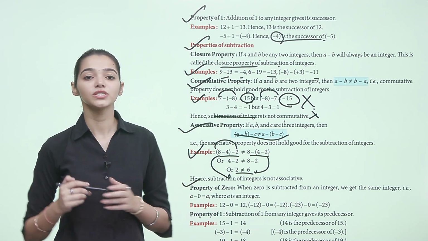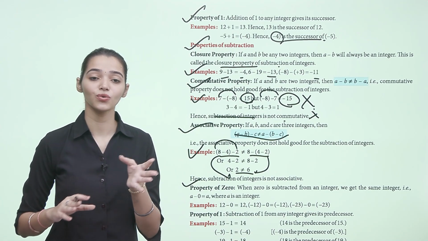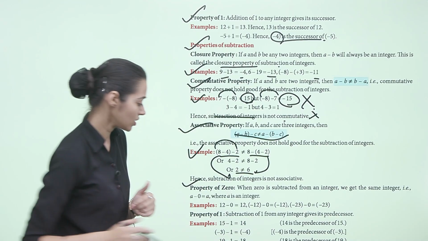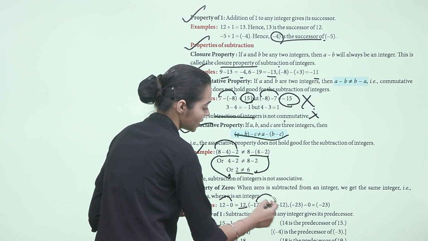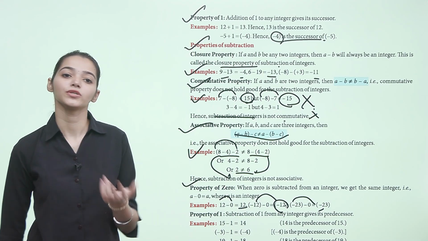Next is our property of 0. When 0 is subtracted from an integer, we get the same integer, that is a minus 0 equals a, where a is an integer. So 12 minus 0 is 12, and here it is minus 12 and minus 23. So it satisfies our property of 0.